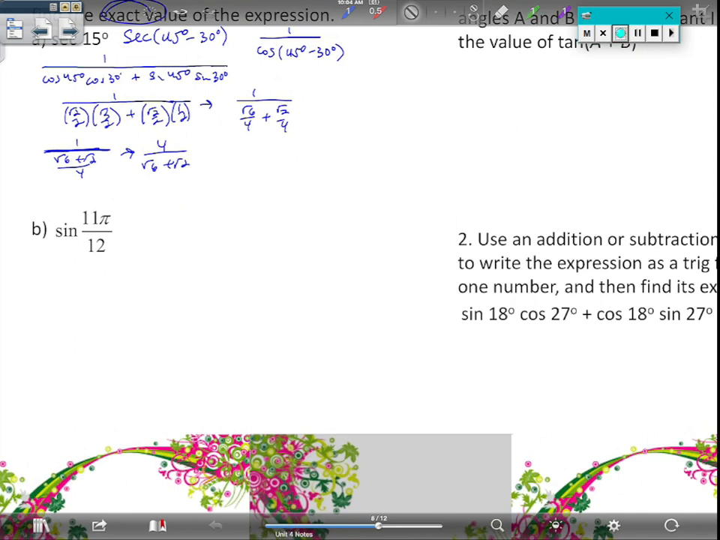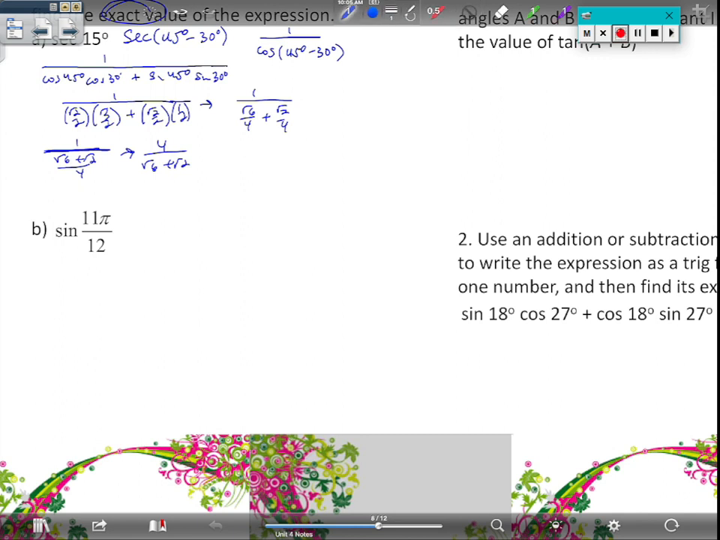Typically the radians give us a little more trouble just because they're fractions. It kind of troubles some students. They're like, oh my gosh, 11 pi over 12. How am I going to figure out what adds up to that? What I do, I mean, you can do this however you want, but this is what I do.